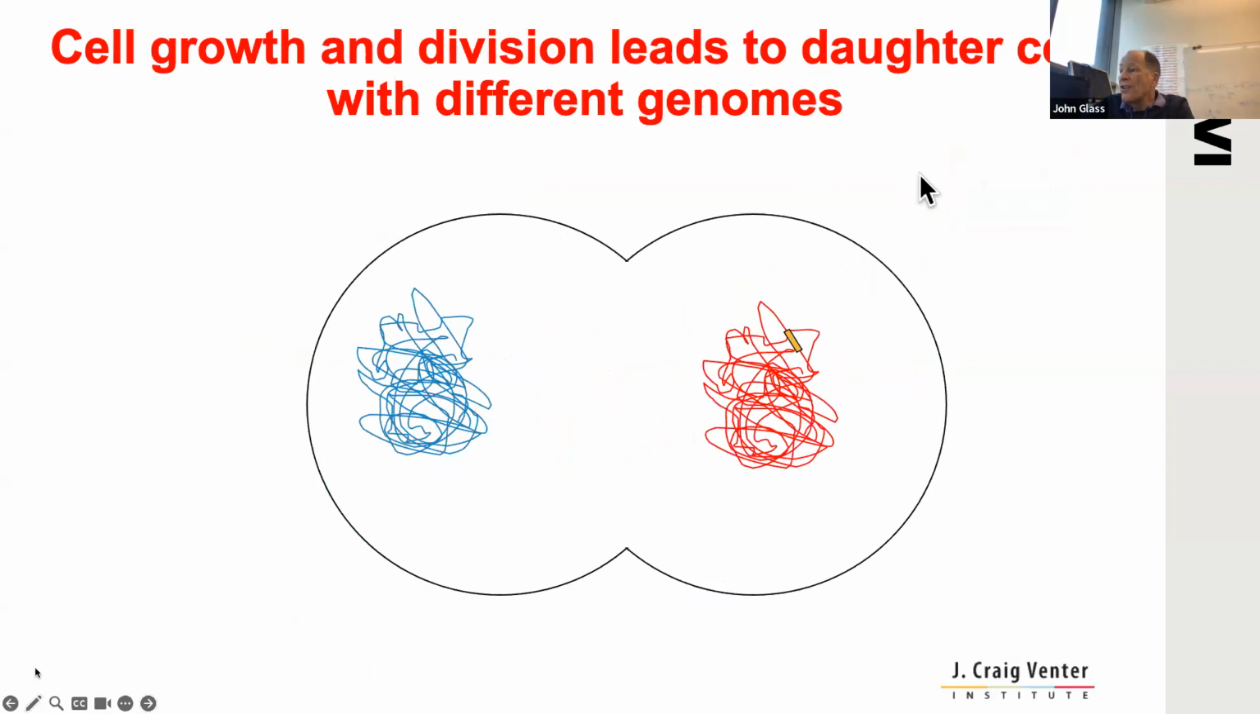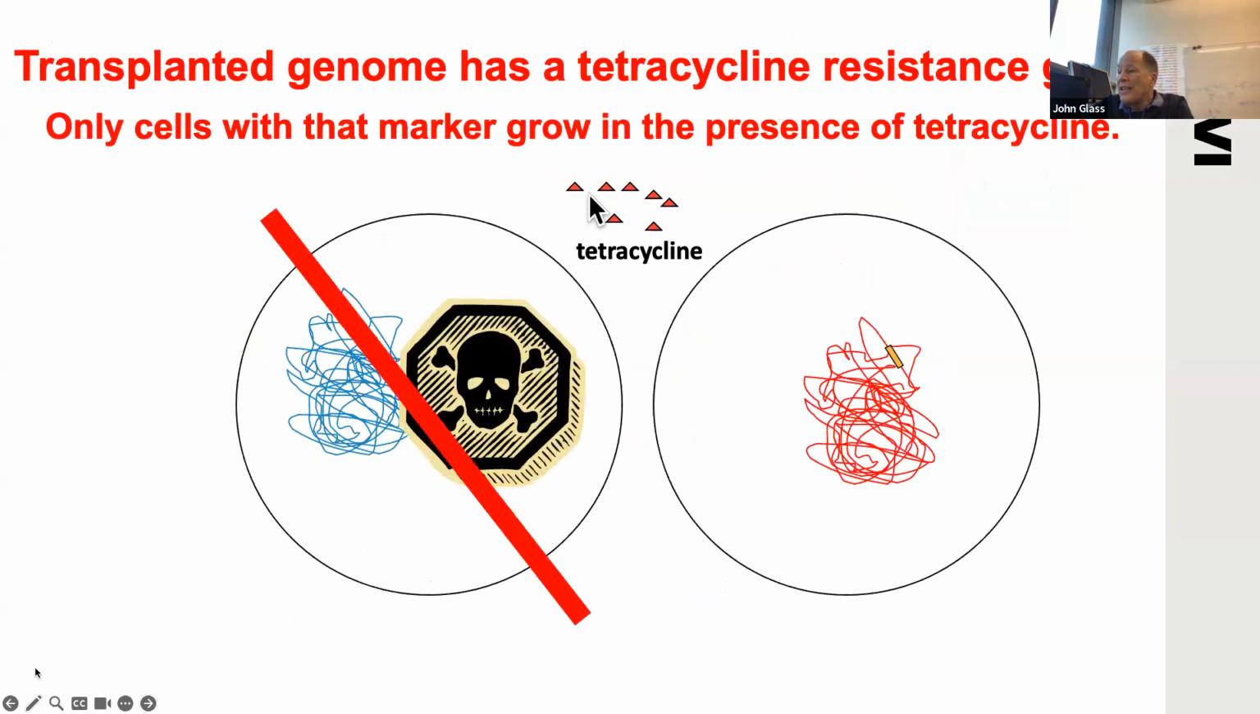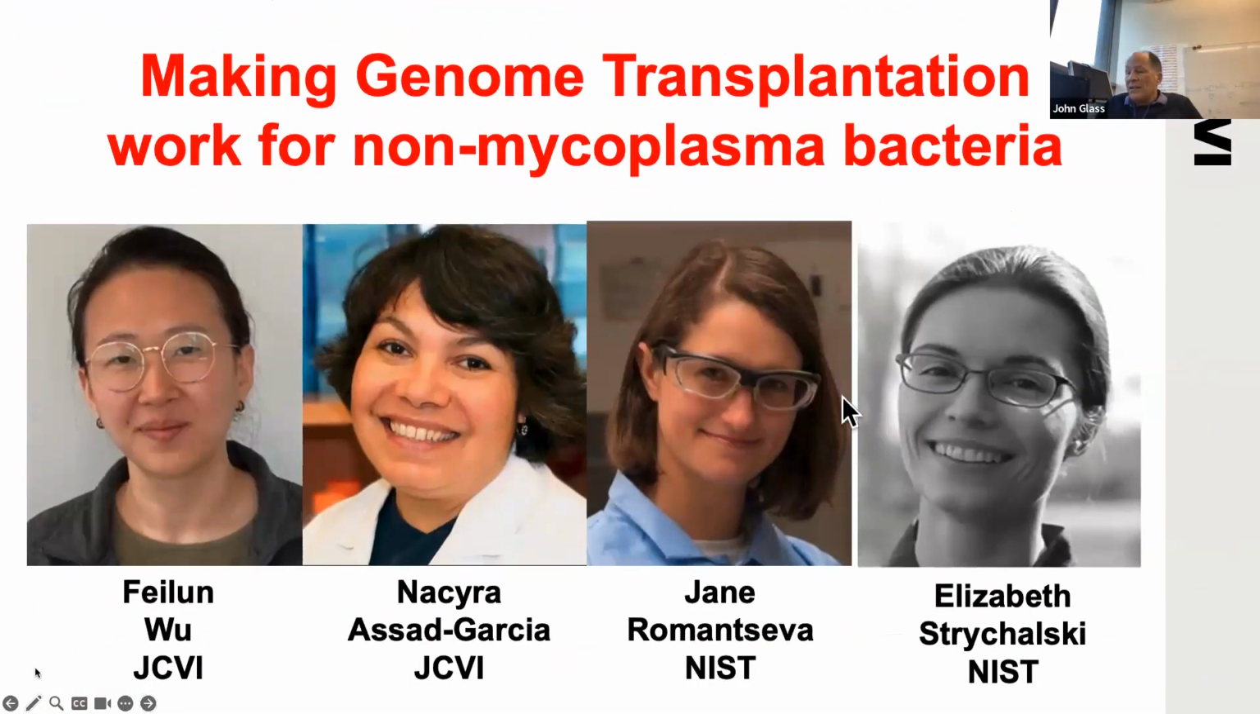Next, we return the cells to growth media, and the cells divide. They are transiently diploid. They will then divide, and we add the antibiotic tetracycline, which will kill any cells that have the native Mycoplasma capricolum genome, leaving only the ones with the synthetic genome that survive. And this is what we hope to work with. Now, transplantation, this is a sort of an aside point. It only works for non-Mycoplasma bacteria.